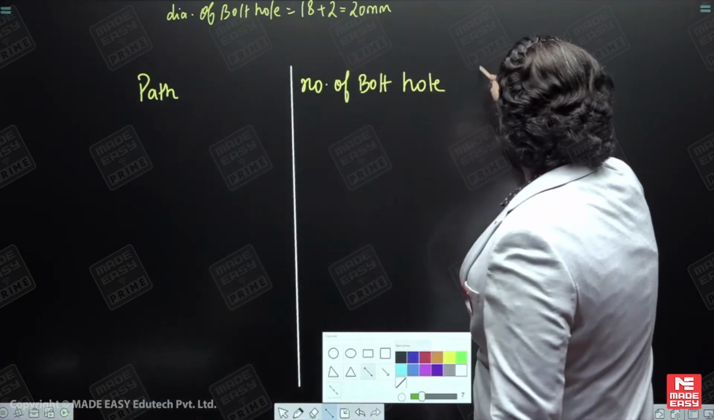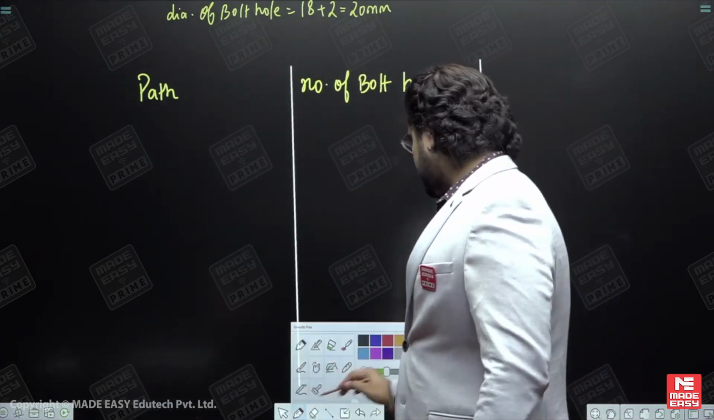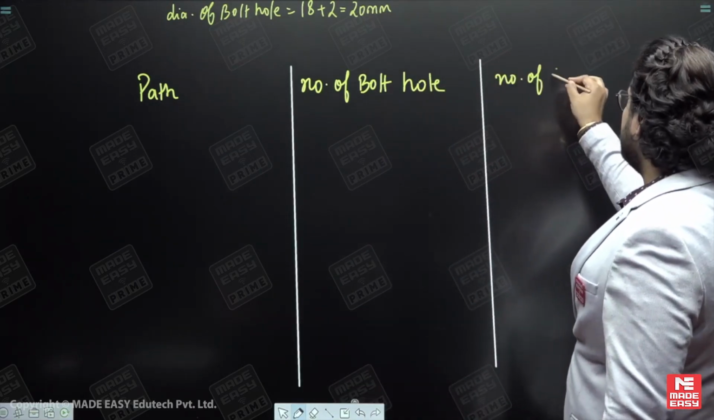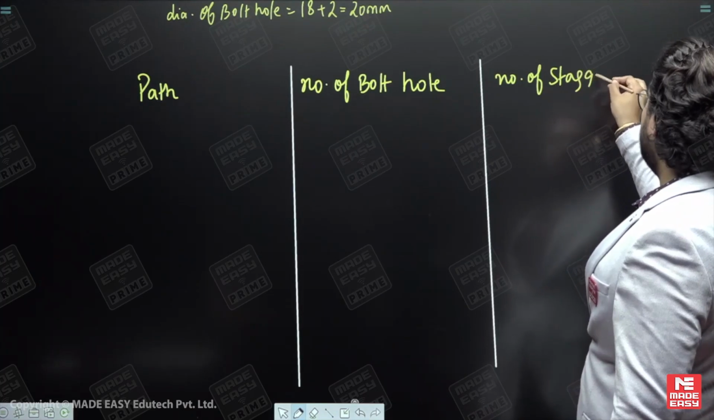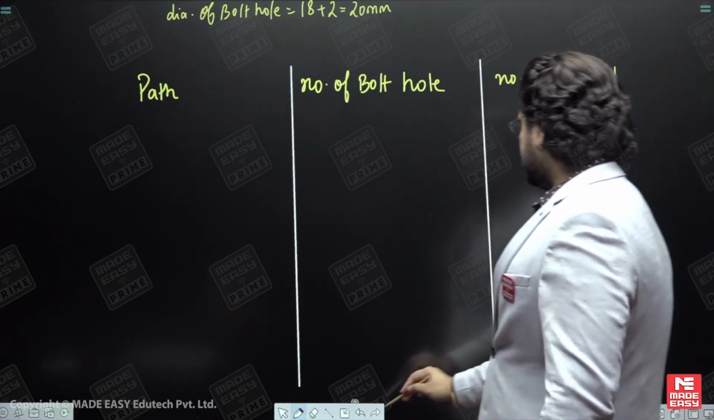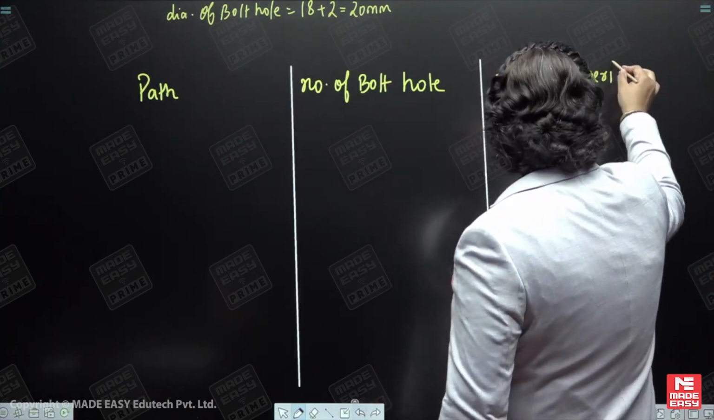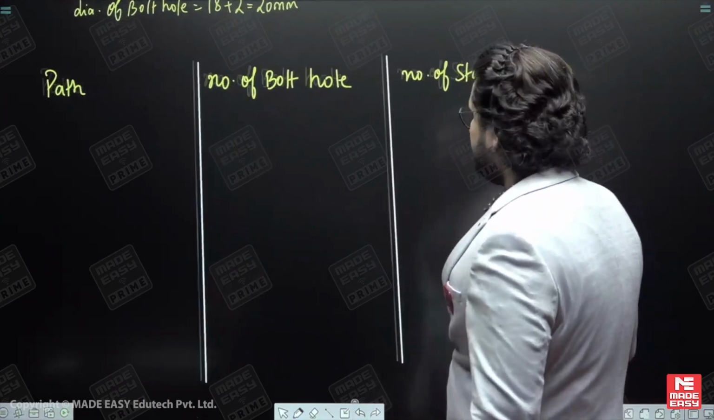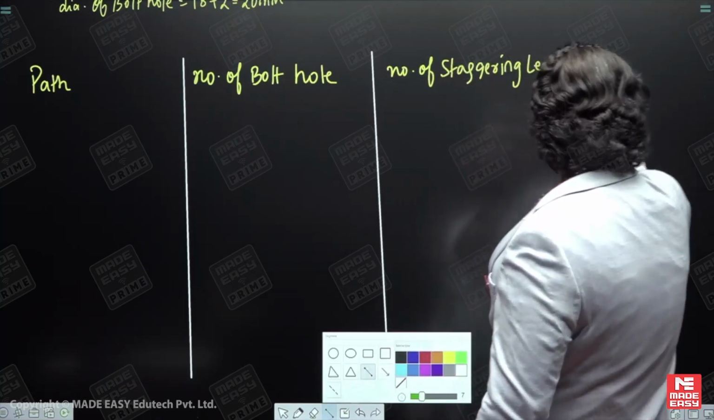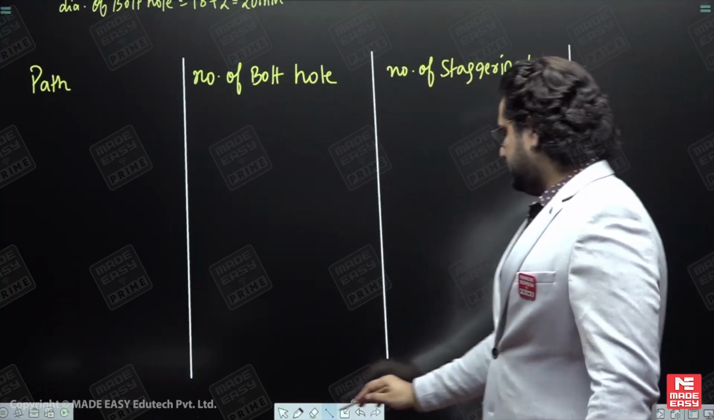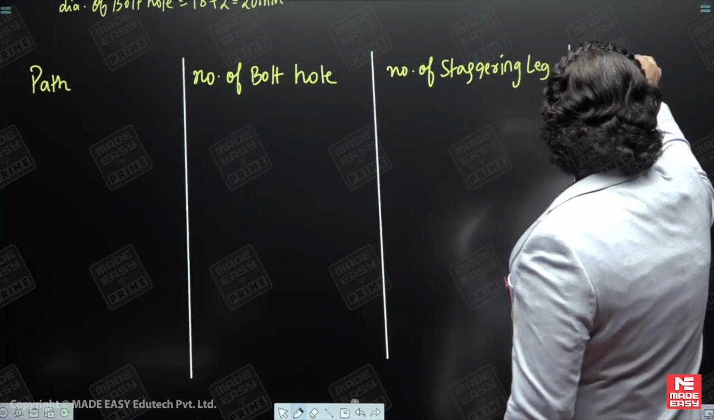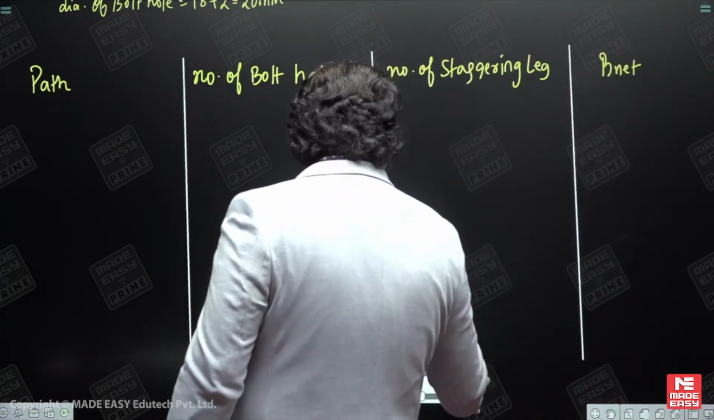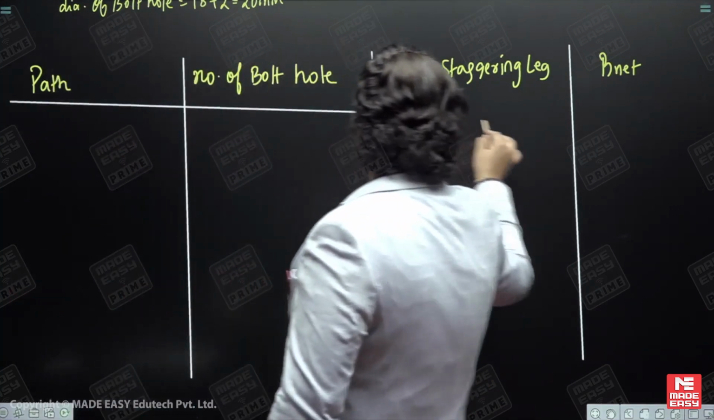And the next thing is the number of staggering lengths you have to see, that is, how many times you have considered a staggered length. Because the more staggering failure you consider, the more width will come. Number of staggering legs. Once you have these three parameters, my dear, you will be able to find out the net width. So this is how we generally solve this question.